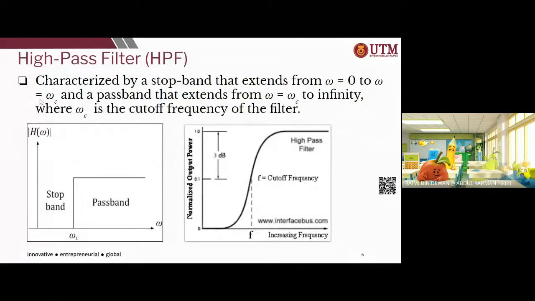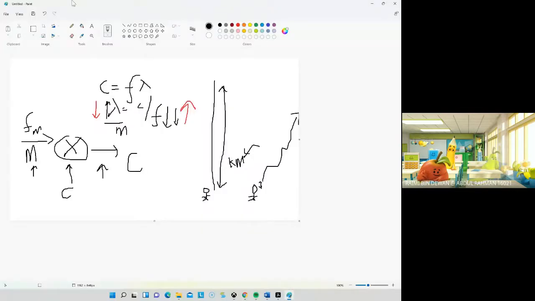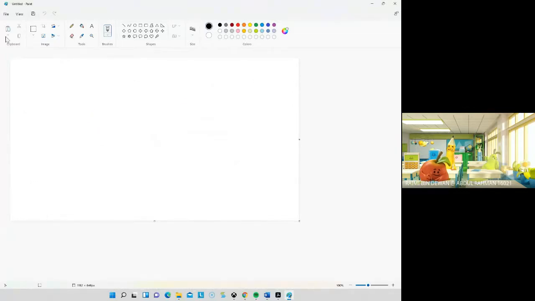So high pass filters. You can read this one on your own. I don't want to. This is already evening, better I just explain the concept rather than just reading.